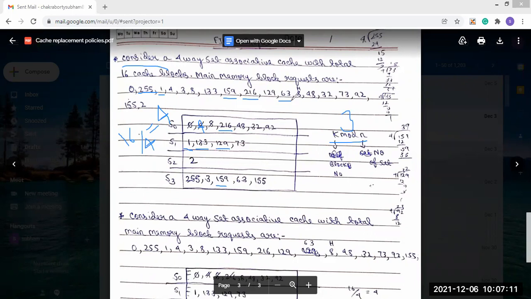Then 63 mod 4. What does 63 mod 4 mean? Where will it go? 63 mod 4, the remainder will be 3, so 63 will go to the set 3 position.